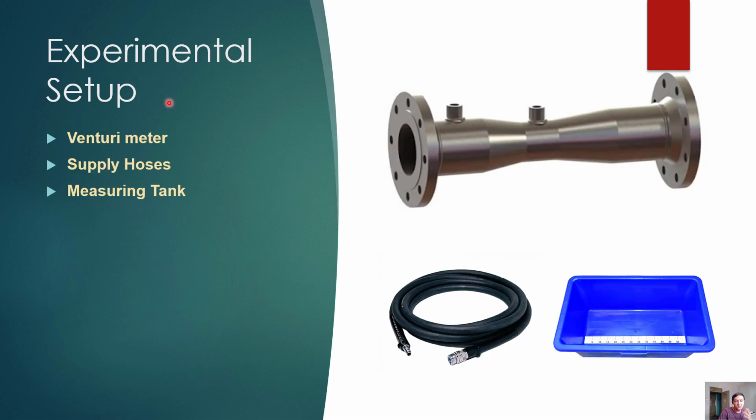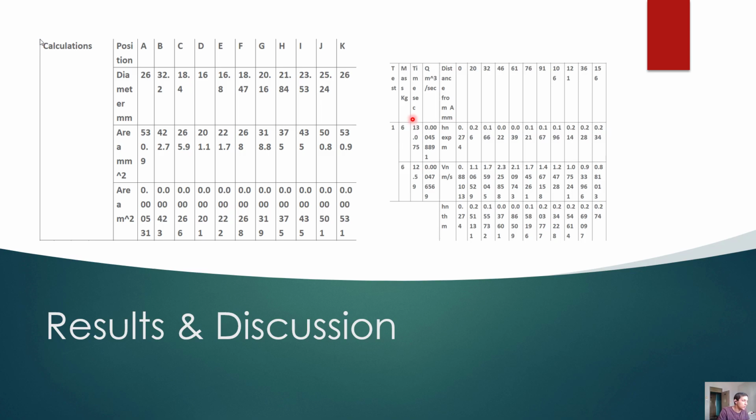So what is the experimental setup? There is the venturimeter, supply hose, and measuring tank. As you can see, the venturimeter, as we said before, is an application of Bernoulli's law. So after getting some calculations and results, let's analyze these results. You can, I believe, read it.